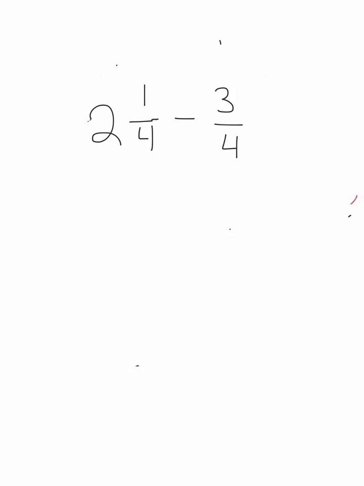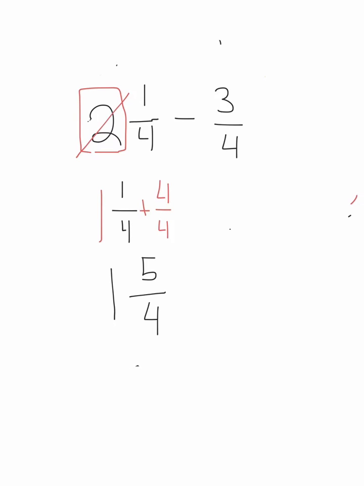So what I do is I cross this off and I make it a 1, because now I'm adding 4/4 to the 1/4, because I took away one whole from the whole number here. I took away a whole from here. That's why it became 1. And I'm adding the whole in fraction form to the fraction. So now my new number is 1 5/4. And I'm subtracting 3/4 from that.